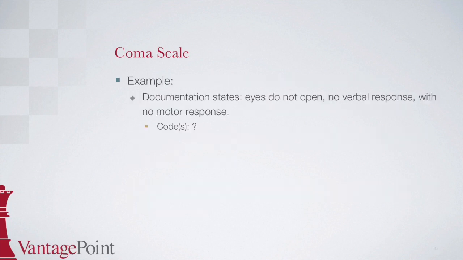Let's try a coma scale example. Documentation states, eyes do not open, no verbal response with no motor response. How would you code this? Please pause the webinar to complete this example and then hit play to continue and learn the answer.